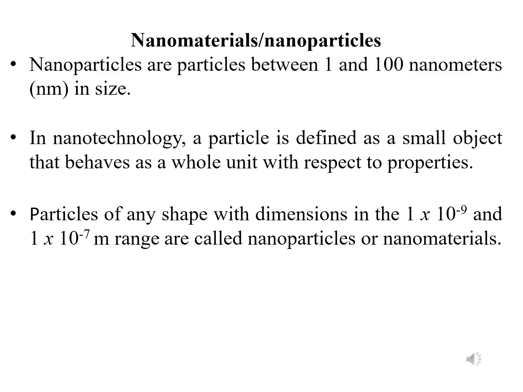So generally I will tell you in one or two lines what nanomaterials and nanoparticles are. Nanomaterials or nanoparticles are materials which have size in the range of 1 to 100 nanometers, and in nanotechnology we define a nanoparticle as a small object that behaves as a whole unit with respect to its properties. So particles of any shape with dimension in the range of 10 raised to the power minus 9 to 10 raised to the power minus 7 meter are called nanoparticles or nanomaterials.